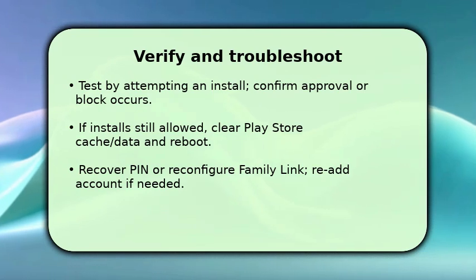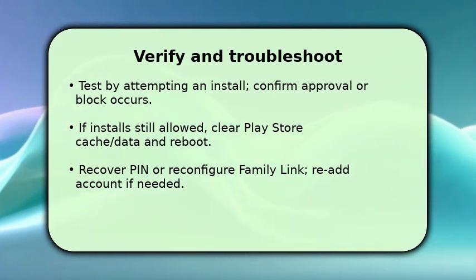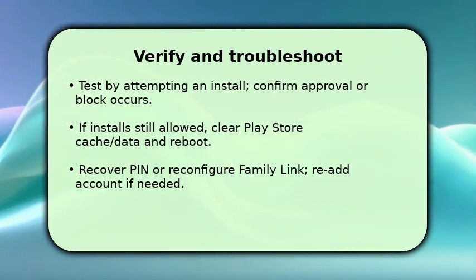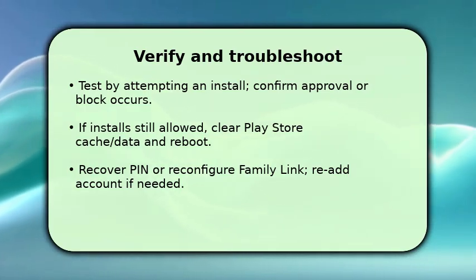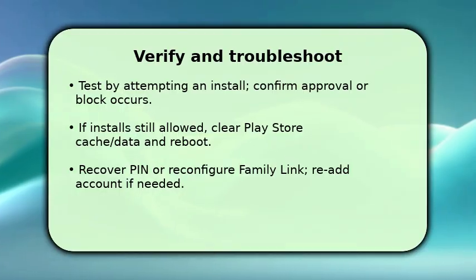Finish by testing the lock. Try installing an app and verify it prompts for approval or is blocked. If it still allows installs, clear Play Store cache and data, reboot the device, and recheck parental controls. Sometimes stale data bypasses settings.